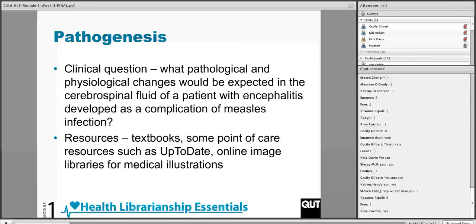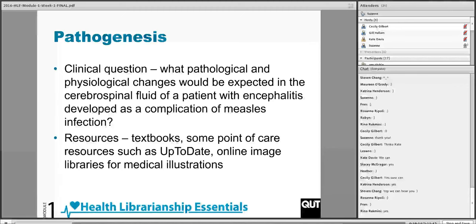This area of pathogenesis, pathology, physiology, anatomy, they're all areas of clinical knowledge that usually don't change very quickly. So the best place to start looking for this kind of information is often medical textbooks, including atlases. So if a clinician came to the library with a question such as what pathological and physiological changes would be expected in the cerebrospinal fluid of a patient with encephalitis developed as a complication of measles infection, you would probably first consult some textbooks and maybe some point of care resources such as UpToDate and maybe some online image libraries for medical illustrations.